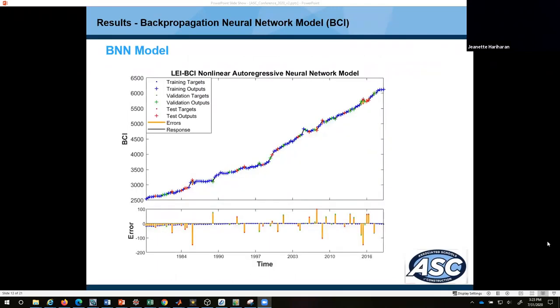This first result shows the backpropagation neural network model for BCI based on LEI. It also shows the error in the lower graph. The error is well tolerated under 100 for most cases, and that would mean 100 over the range of 2,500 to 6,500 at the max, which is less than 2%. We can see that some of the tested values still have very low error. The training network matches the original data almost exactly, and the validation outputs are very close and have very low error.